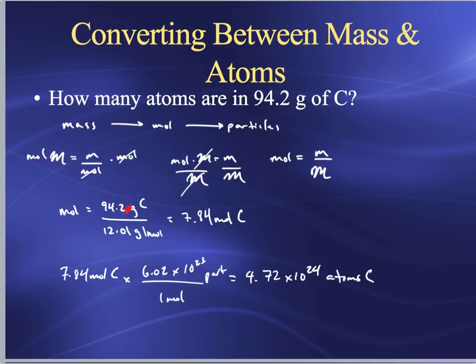I'm going to plug in the mass, which is 94.2 grams, divided by the molar mass off the table. That gives me 7.84 moles of carbon, with 3 significant figures. Then to get to number of particles, I just take the moles times Avogadro's number, 6.02 times 10 to the 23rd particles per mole. Since this is a single element, we're talking about atoms, so this is 4.72 times 10 to the 24th atoms of carbon. So starting from grams, I can get all the way to figuring out roughly how many atoms there are.